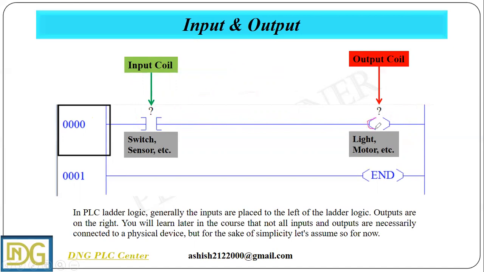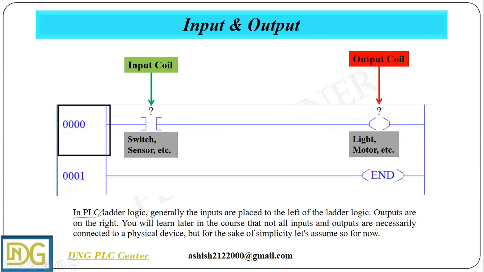Output coils can be, for example, a light, motor, solenoid coil, and so on. For our input coil, we can take a switch, sensor, push buttons, temperature sensor and pressure sensor. These numbers show our rungs, how many rungs are working in a program. From this number you can find that.